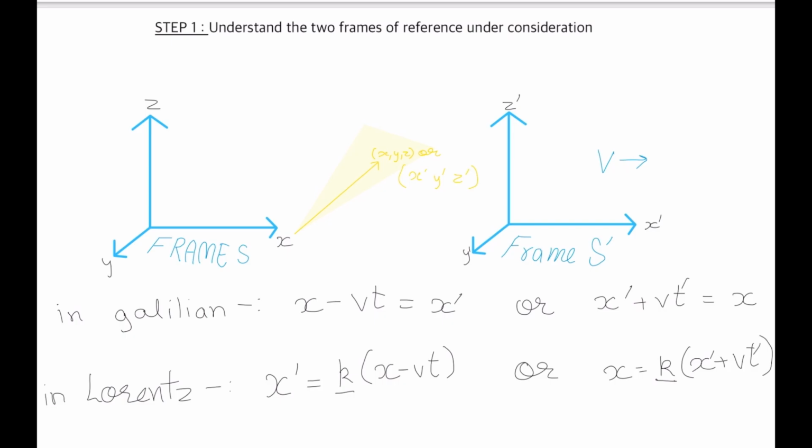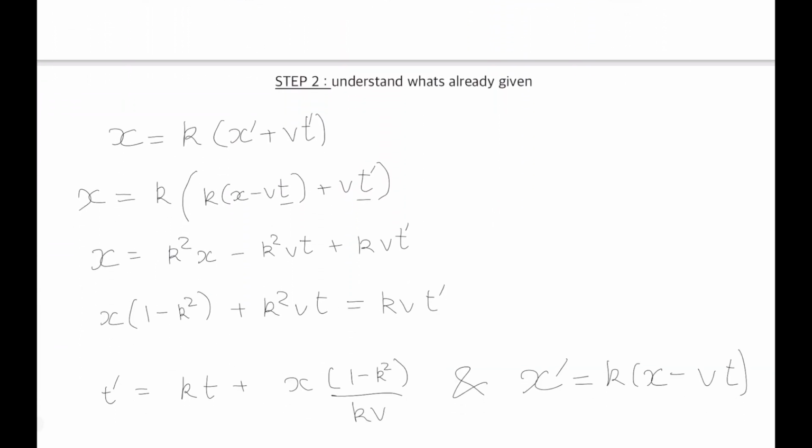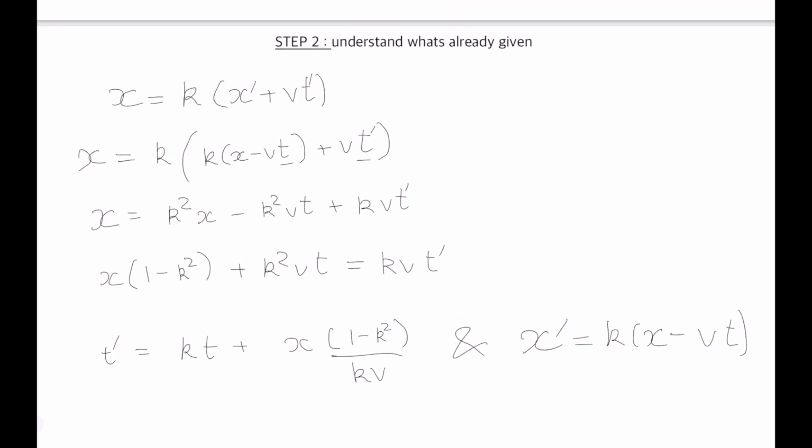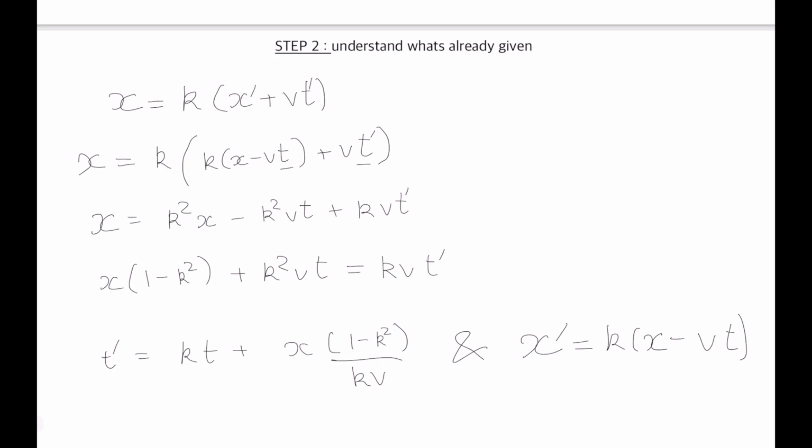Now moving on to step 2. Understanding what's already given to us. Not all information is handed to us directly. Sometimes we need to use our brains. In the Lorentz equation, we had the relationship between x dash and x. We need to find the relationship between t dash and t now. So what we do is we take the equation for x and there we input the equation for x dash and just solve it and algebraically find the value of t dash. So now we have an equation for t dash, we have an equation for x dash. It's time to move on to step 3.